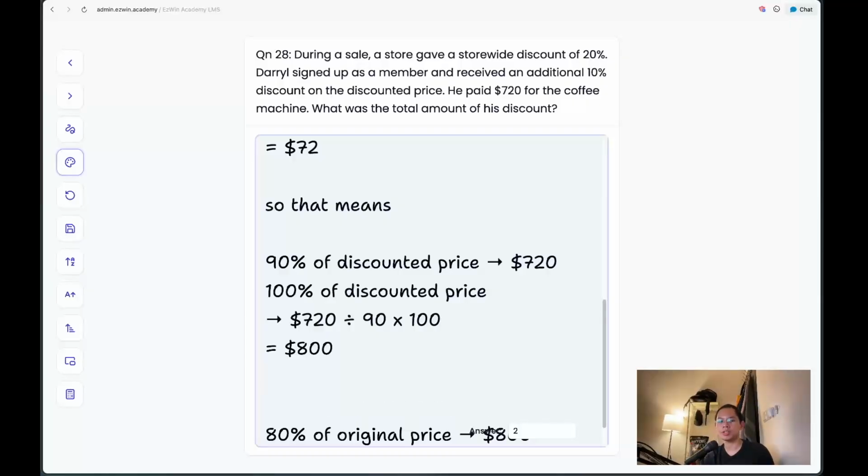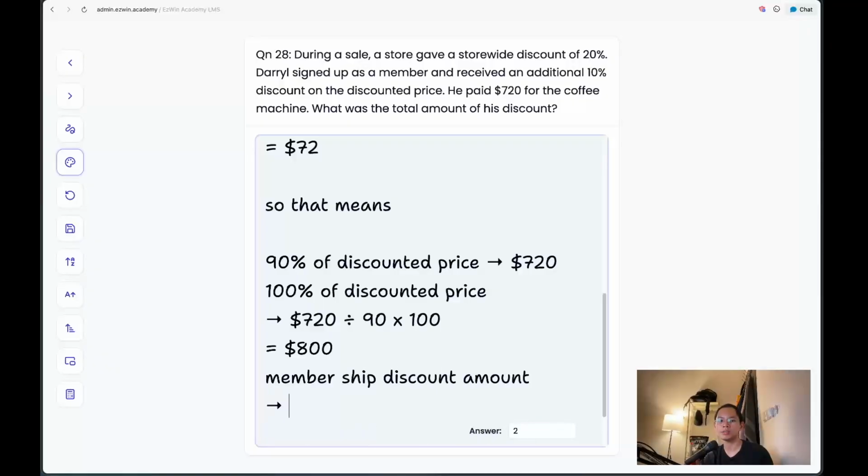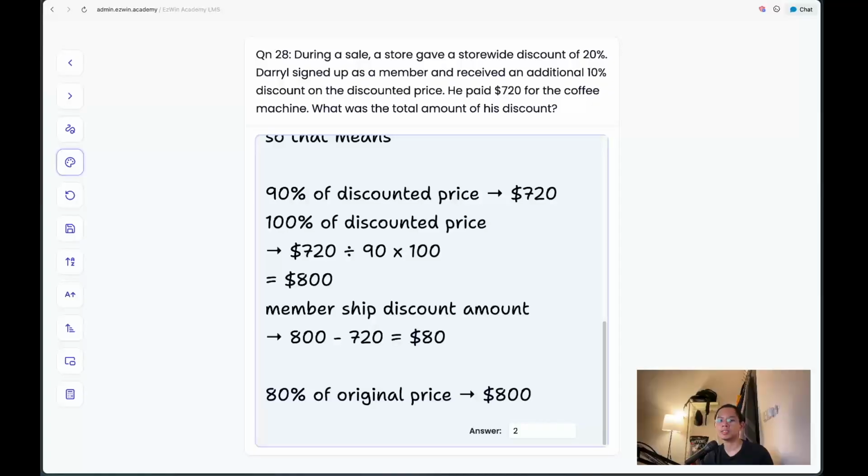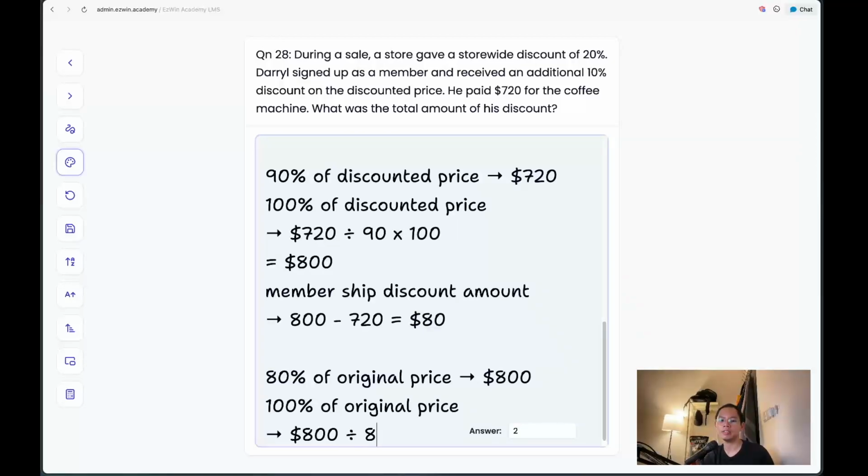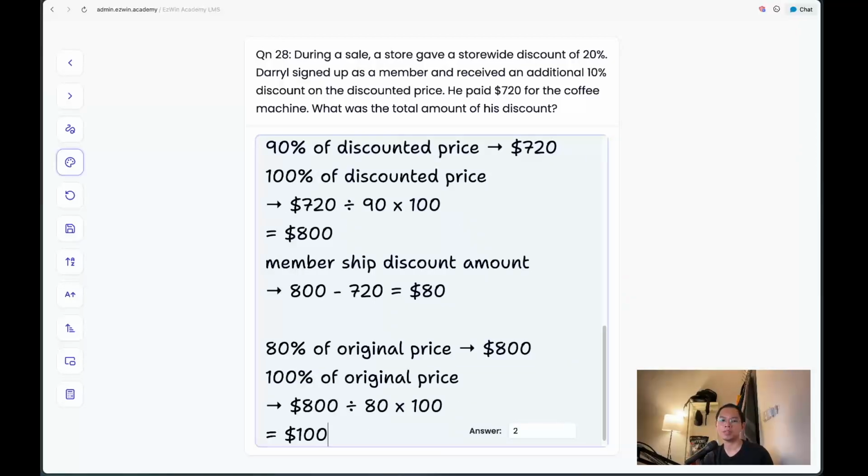Okay, so sorry, but yeah. So the membership discount amount is equal to 800 minus 720, or 10% essentially, which is $80. Then 80% of the original price is 800. 100% of the original price is 800 divided by 80 times 100, which is $1,000.